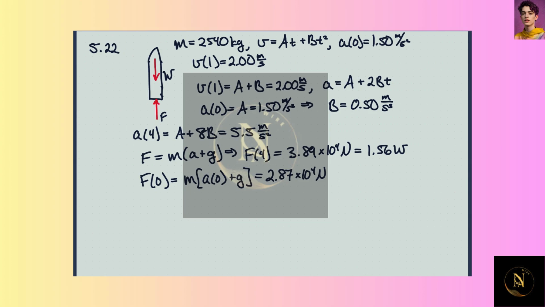We have a test rocket that weighs 2,540 kilograms. It has a velocity that's given by this expression here. When it starts at t equals 0, when the engines fire, we have an acceleration of 1.5 meters per second squared. And after 1 second, we have a velocity of 2 meters per second.